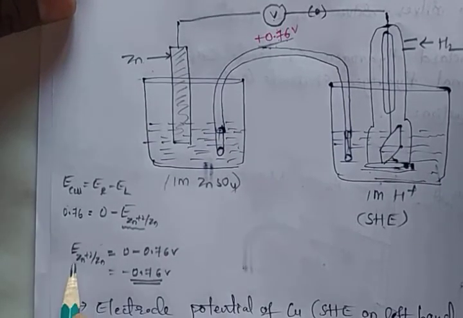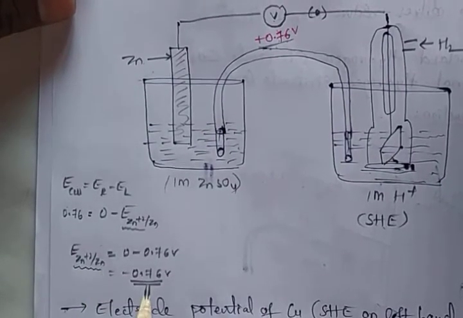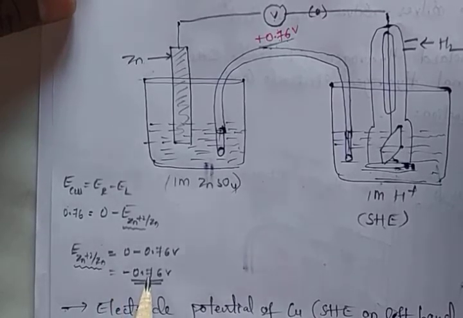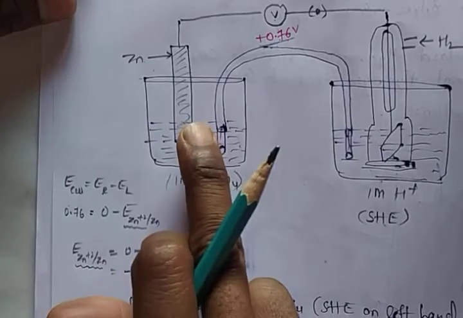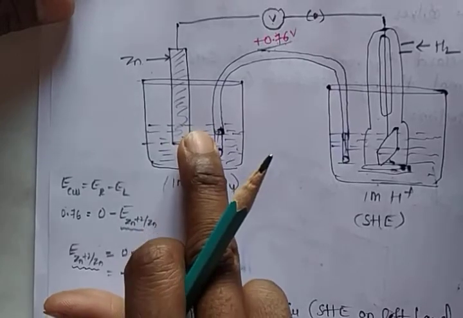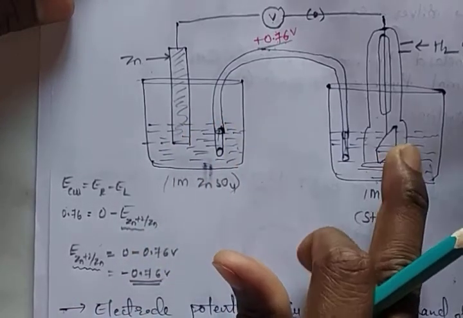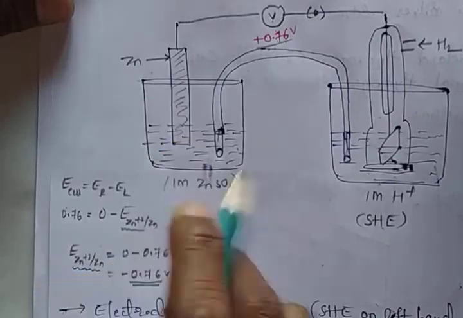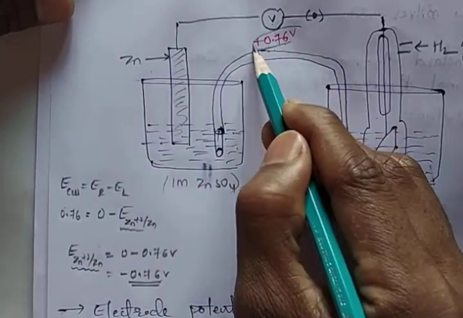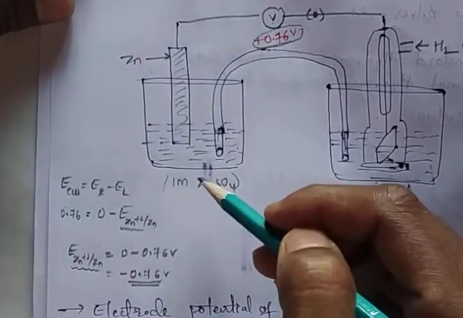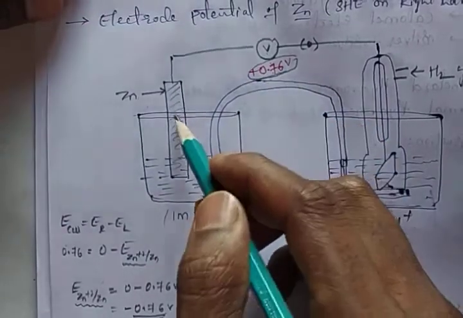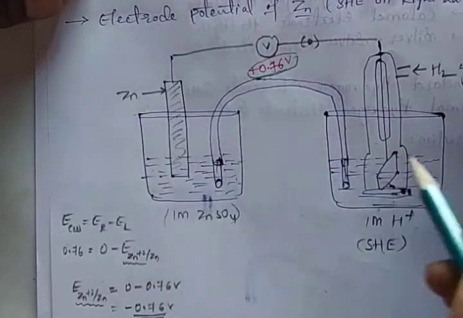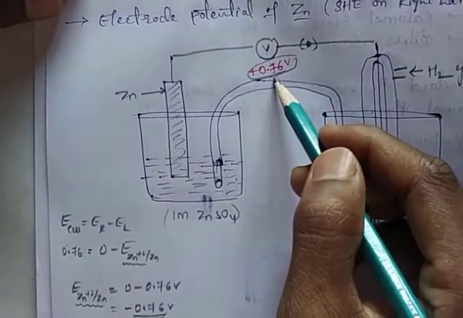See here, the reduction potential of zinc is minus 0.76 volt. That means if this half cell is connected at the right side and the SHE is connected at the left side, then the cell potential is minus 0.76. Since this comes out negative, I have connected zinc at the left side and the SHE at the right side. Now its value is 0.76.